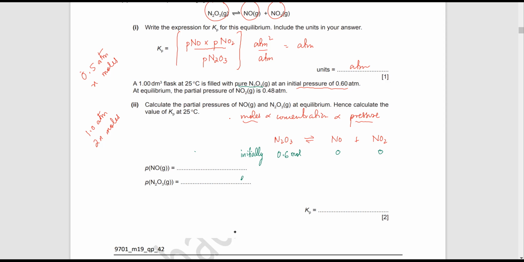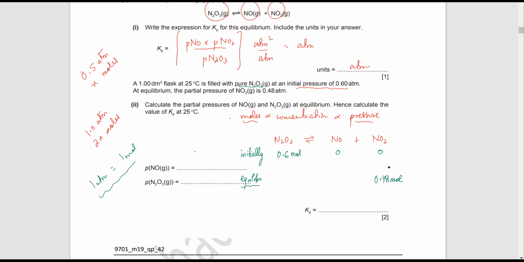Now, at equilibrium, they've given us a few values. At equilibrium, they've told us that the partial pressure of NO2 is 0.48 atmospheres. So that means at equilibrium, there's 0.48 moles of NO2 present. I'm just assuming that 1 atmosphere is basically equal to 1 mole. That's just an assumption I'm taking, but I know that moles and atmospheres are directly proportional.